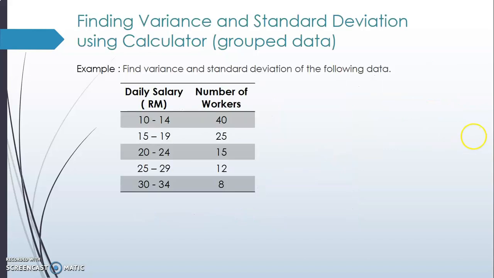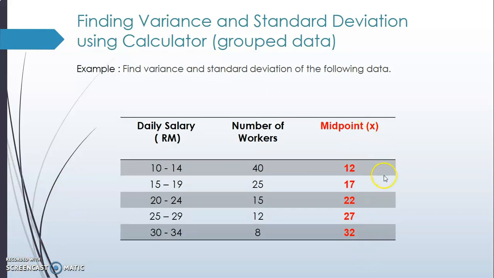We have another method to find the variance and standard deviation of group data, that is by using a calculator. This example is the same as the previous example. Now you need to find the variance and standard deviation. Even though you are using your scientific calculator, you still need to find the midpoint first. So in your frequency table, please add another column for the midpoint, the x value. These are the midpoint values for every class interval.